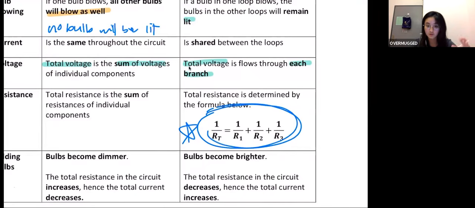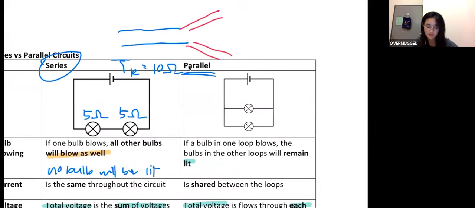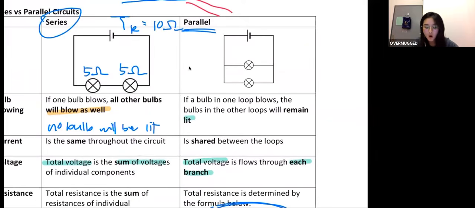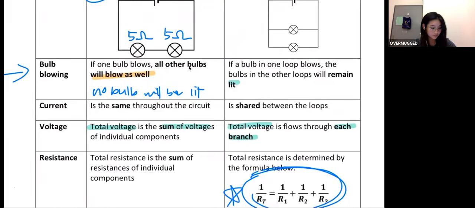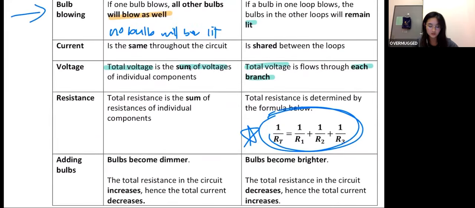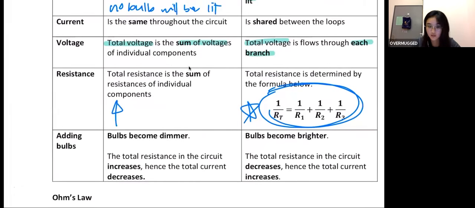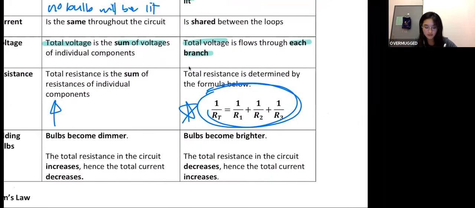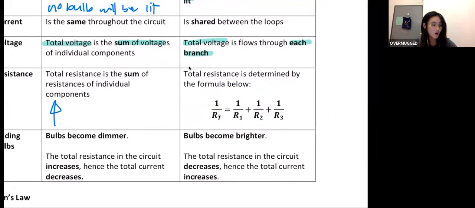Essentially, all you have to understand is that for resistance in a parallel circuit, the more branches you add, the lower the total resistance. So it's an inverse relationship. For series, the more resistances you add, the higher the total resistance. But for a parallel circuit, it's the opposite. The more you add, the lower the total resistance.